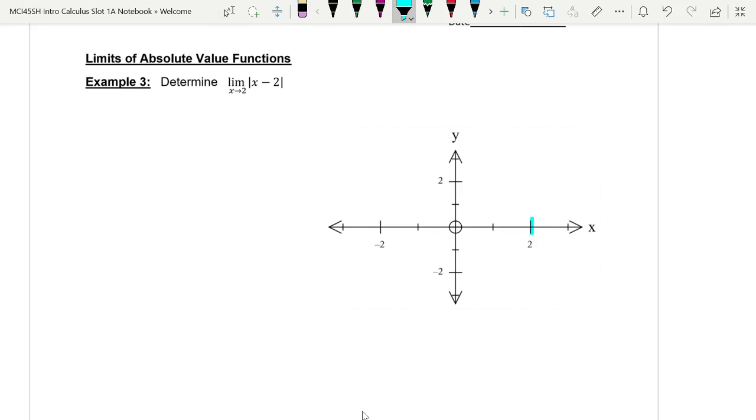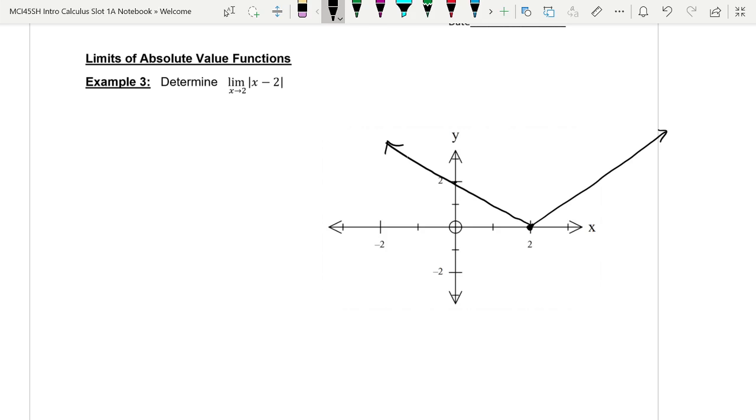So it would have a vertex here, and then it would go up 1 over 1, so it would go through that way. And then it would have an arm that goes this way as well. So there we go. So now, determine the limit as x approaches 2.